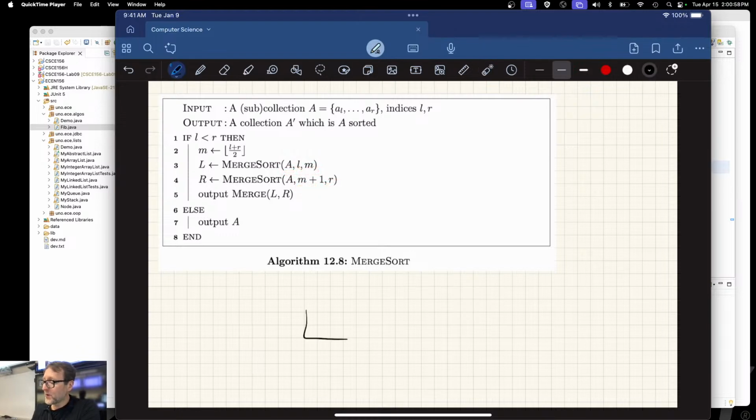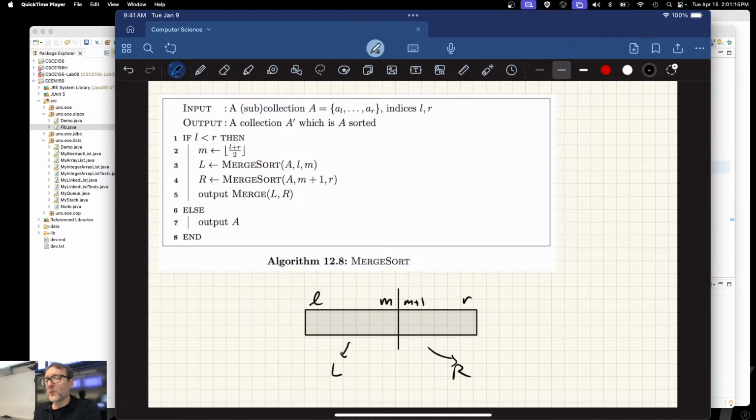Right? So here's your original array, going from L to R, and then M gets computed as the middle index there, M plus 1. So you get a cut right here. This goes to one recursive call, and the right-hand side goes to one recursive call. That is these recursive calls right here. Merge sort on the left and merge sort on the right. Remember, once it's done sorting, it will return it here, right? Or it'll return it right here.